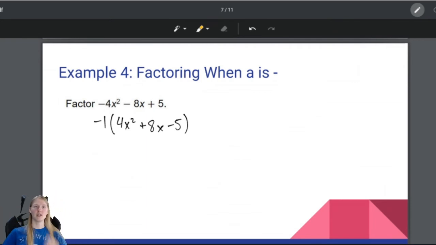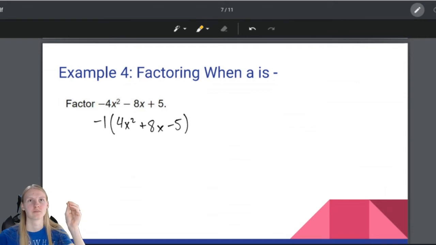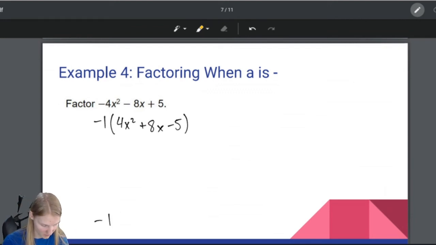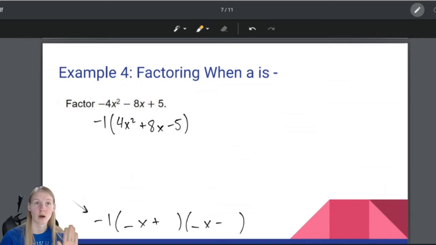Whew! This makes things so much easier, and what it does is it makes it so that I can just completely ignore that negative. In the end, I'm going to have -1 times something x plus something, x minus something, and I can just leave that -1 out there, and I don't have to worry about it anymore. So pulling the -1 out makes things so much nicer, so much easier.